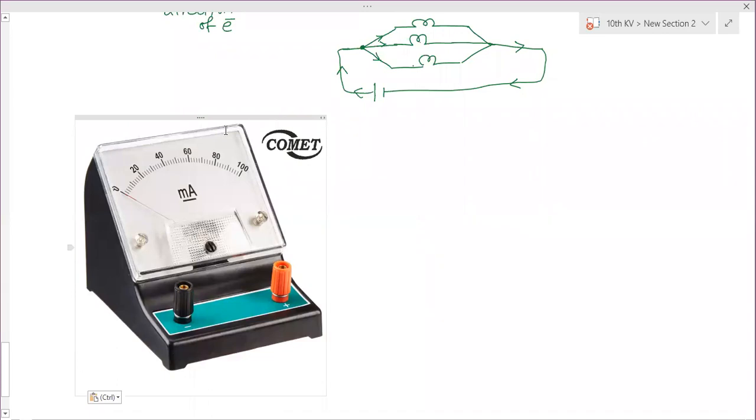Now it looks like this. This is a measuring device, so it has a scale on it. It is written mA, small m, capital A. A means ammeter. Small m tells us milliampere. So it is measuring the value in terms of milliampere. So whenever we require it in amperes, we have to convert them.